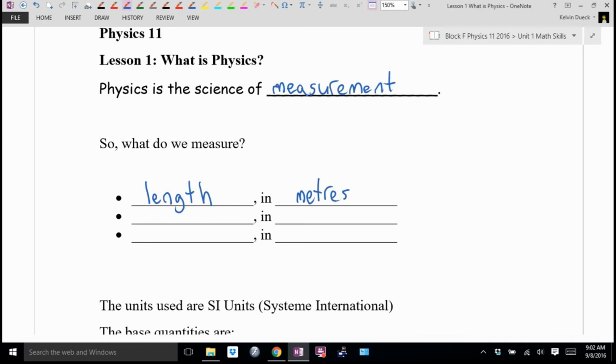Another big one. Time. This one you probably know. What are the fundamental base units for time? Not hours, not minutes. Seconds.